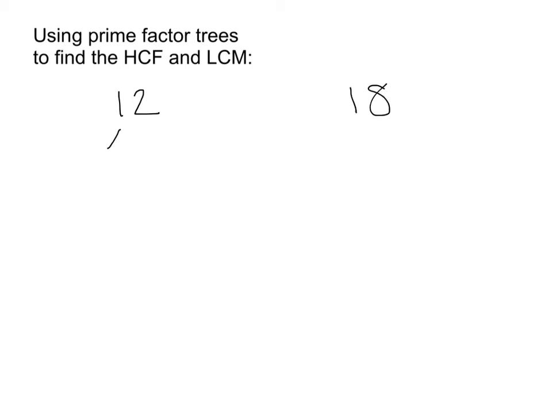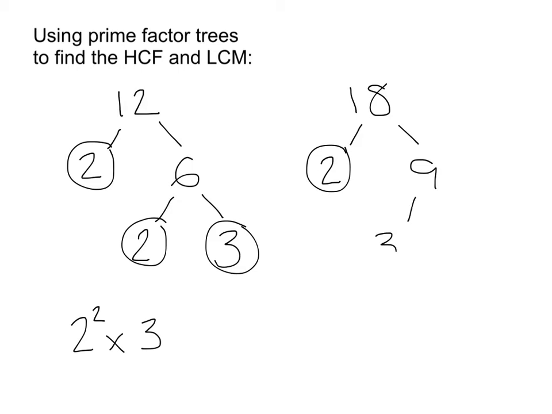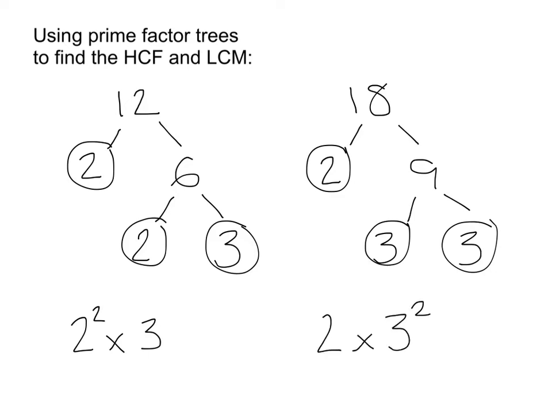So 12, well, 2 goes into it 6 times, 2 goes into 6 3 times, and there we have my prime factor tree. So I can express 12 as 2 squared times 3. Now if I break 18 down, well, 2 goes into it 9 times, and 3 goes into 9 3 times, which means I can express 18 as 2 times 3 squared.